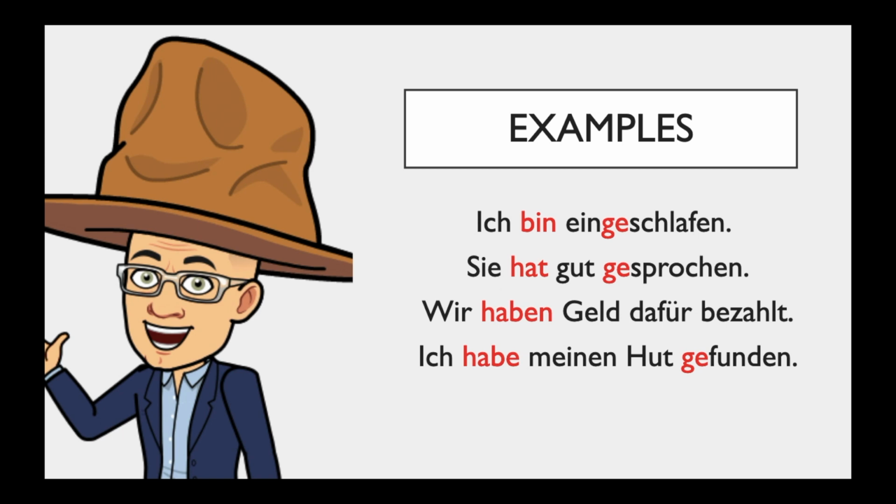Ich bin eingeschlafen, I fell asleep. Sie hat gut gesprochen, she has spoken well. Wir haben Geld dafür bezahlt. We have paid money for this. You see, the bezahlt doesn't have ge before because there's a prefix already, be. Ich habe meinen Hut gefunden. I have found my hat.